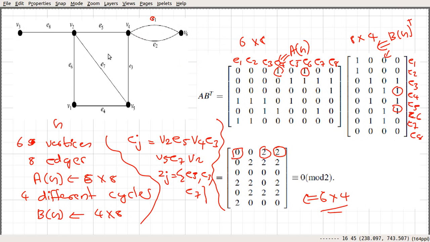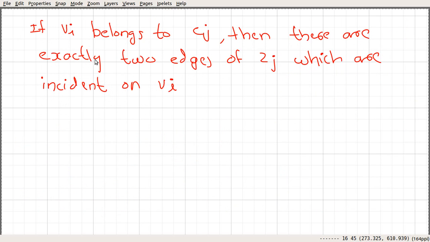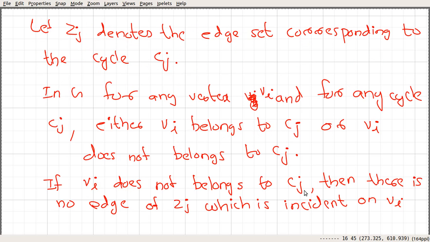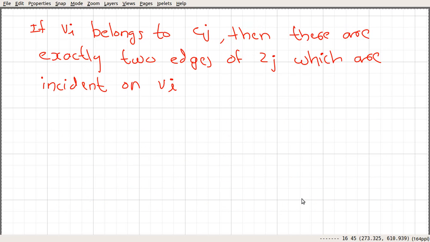For example, if you look at this particular cycle, here we can see that V2 is incident on two edges, E5 and E7, and E5 and E7 belong to Zj. Similarly, you can also see that V4 is incident on E5 and E3, and E5 and E3 do belong to Zj. So that's what I said here: if Vi belongs to Cj, then there are exactly two edges of Zj which are incident on Vi. That's very important. And again, if Vi does not belong to Cj, then there is no edge of Zj which is incident on Vi. So we can very easily see those two statements.